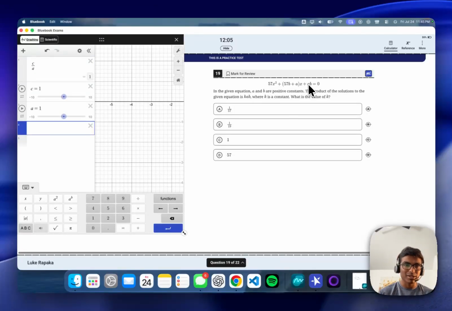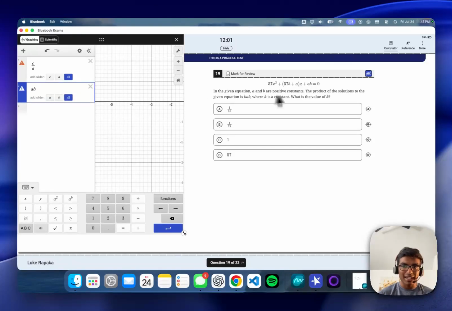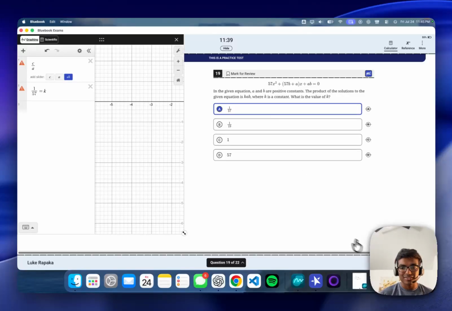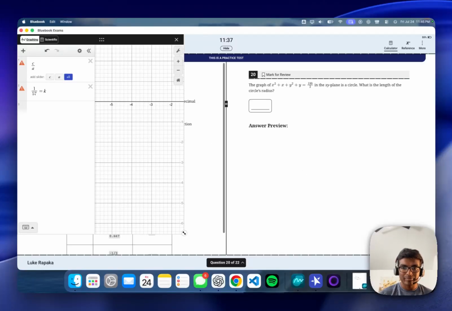So what I'm going to do here is product of solutions, same thing as, so the C term would be AB, A term would be 57. This is equivalent to KAB. So now I just need to figure out what K is. So if I divide by AB, the ABs would actually just go away, and K is just 1/57th. So that would be the answer there.